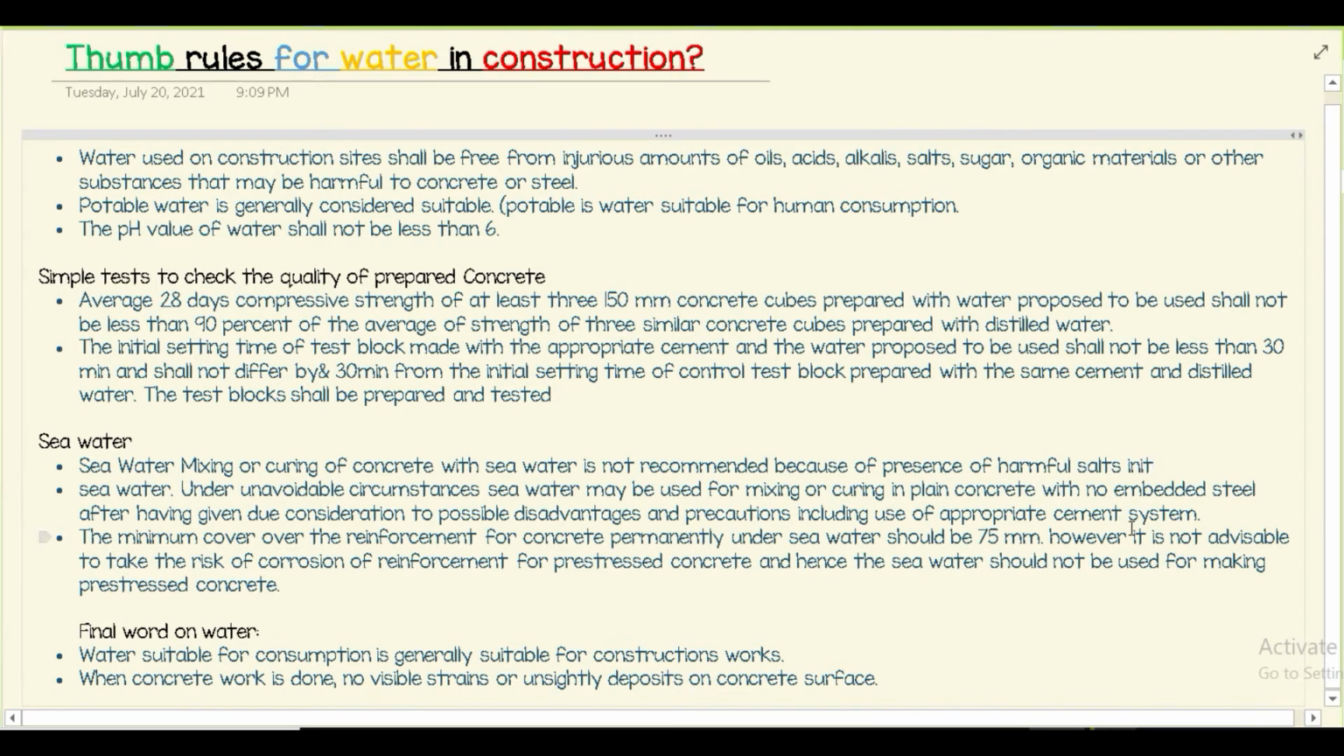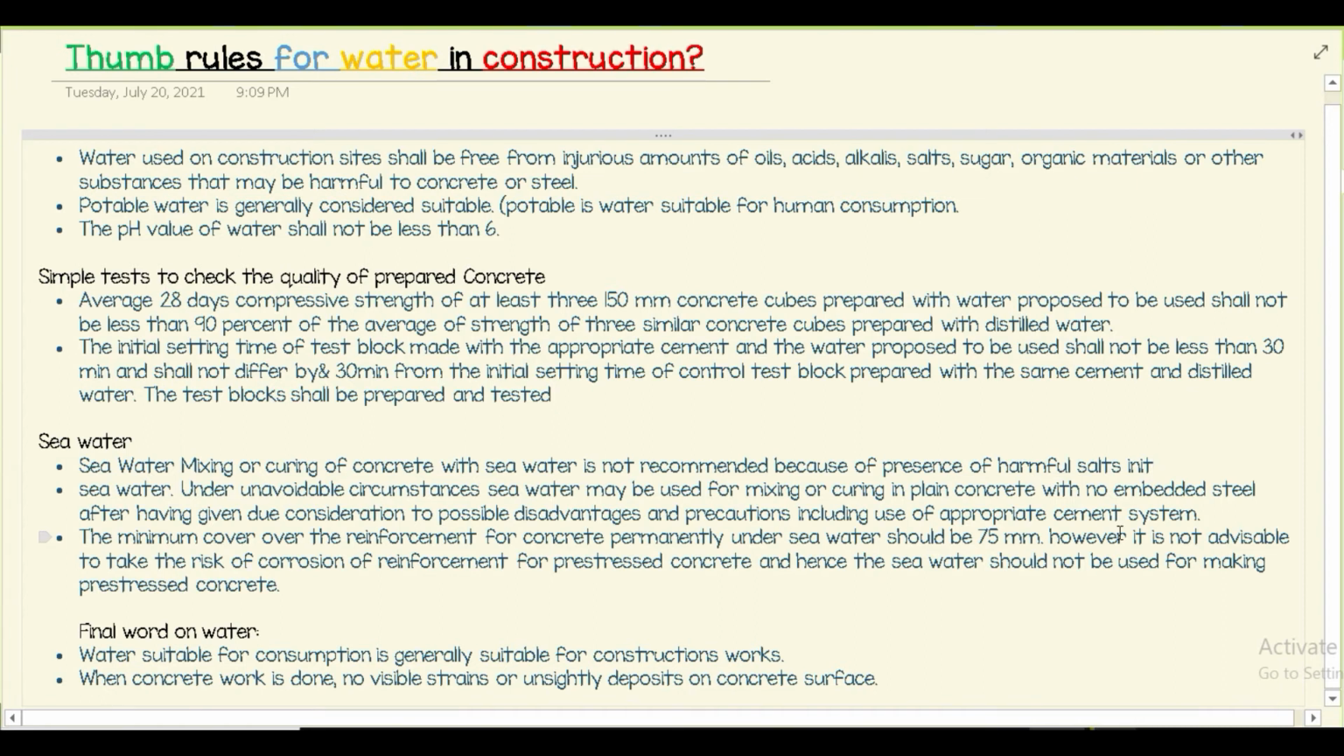All right. So it clearly says that you cannot use seawater when it comes to concrete because of the presence of harmful salts and alkalis, which would significantly affect the concrete and the steel that we have, the rebar that we have. And the second point says that under unavoidable circumstances, seawater may be used for mixing or curing in PCC only, in plain cement concrete only, which has no embedded steel in it. All right. So if you have no other option and there's no other source at all, then you can use seawater, but for PCC only, not for RCC.